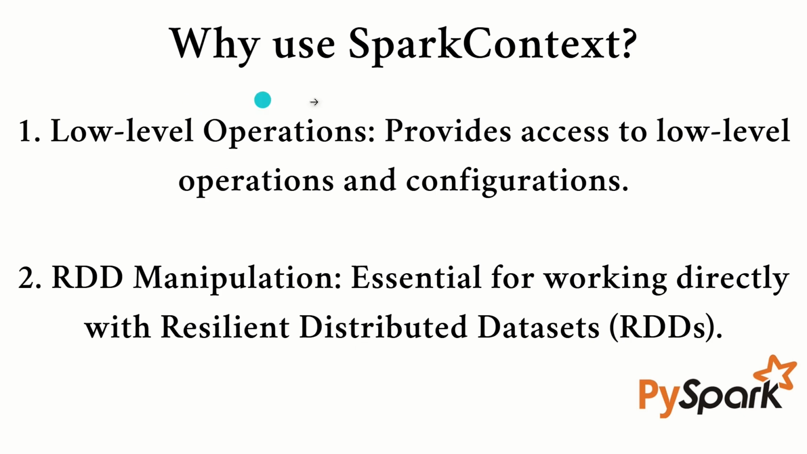So now why do we use Spark context? We use Spark context, first of all, for low level operations, to provide access to low level operations and configurations. And RDD manipulation. RDD stands for Resilient Distributed Data Set. It's a basic data structure, or basic data abstraction, of Apache Spark. It's essential for working directly with resilient distributed data sets.